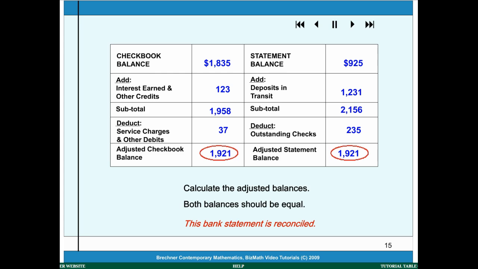Reconciling bank statements can save you money and time in the long run. Errors are frequently made by financial institutions. Be proactive with your financial well-being and recognize an error before it creates havoc.